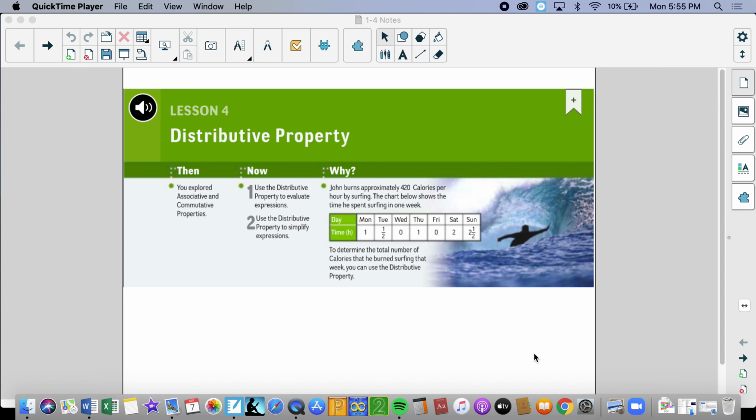All right. Use the distributive property to evaluate expressions. Use the distributive property to simplify expressions.